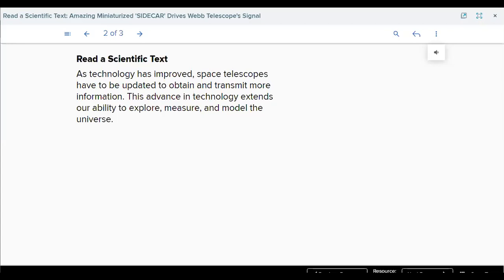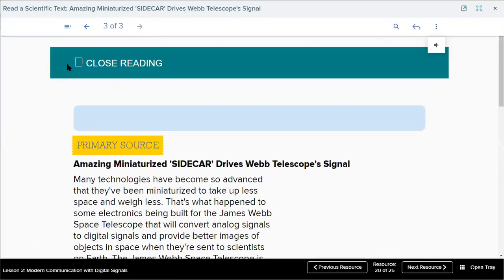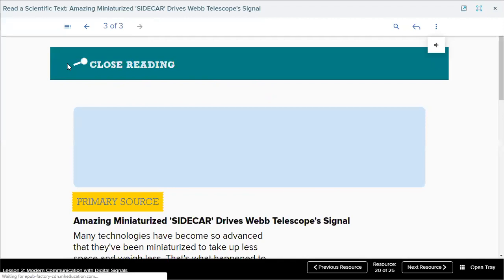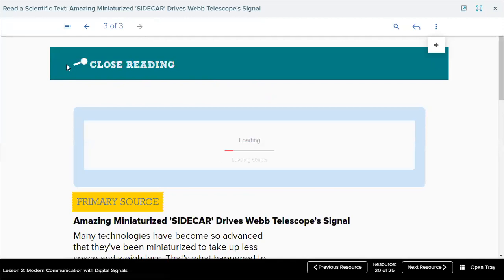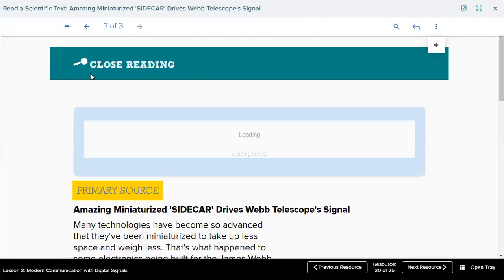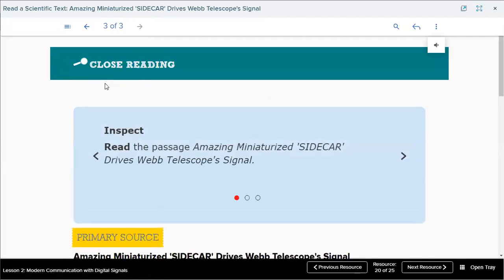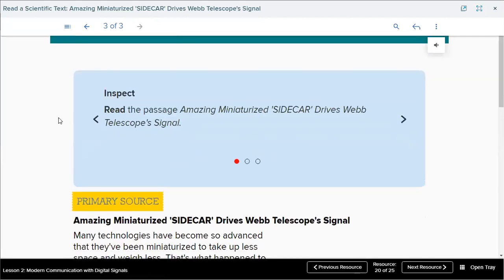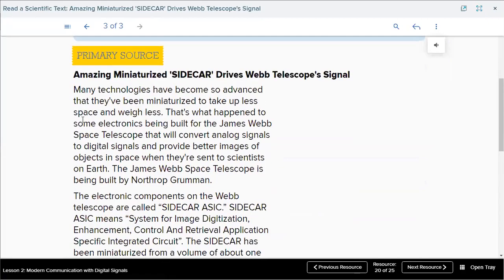Yeah, it's okay. After that, the next slide, about this amazing miniaturized sidecar drives Webb telescope. Okay, listen please, guys, to the first paragraph. Close reading. Primary source. Amazing miniaturized sidecar drives Webb telescope's signal.